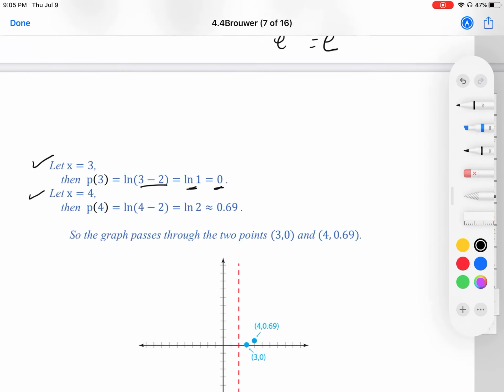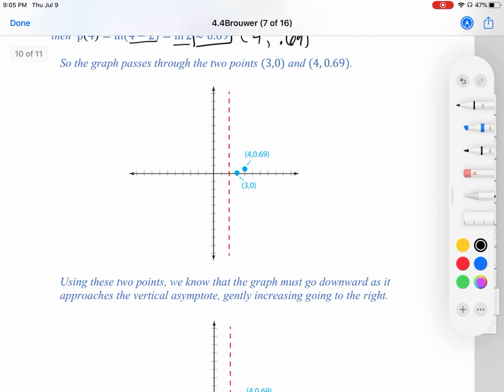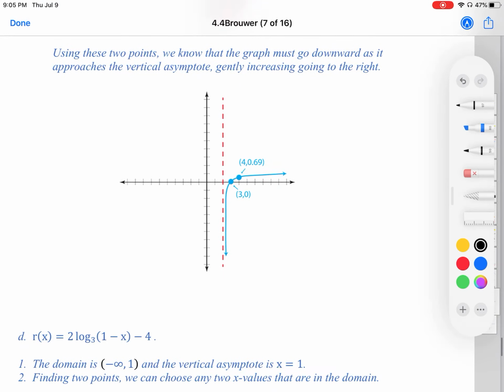Or if you don't want to play with it too much, you can always use your calculator. You don't have to do this by hand. So here we have 4 minus 2, and ln of 2. That's not something I can easily come up with, right? We use our calculator, get 0.69. So I have the points 3, comma 0 and 4, comma 0.69. Let's plot them. We have them here. Remember, we have one going towards the asymptote and the other goes away. So our graph looks like this.